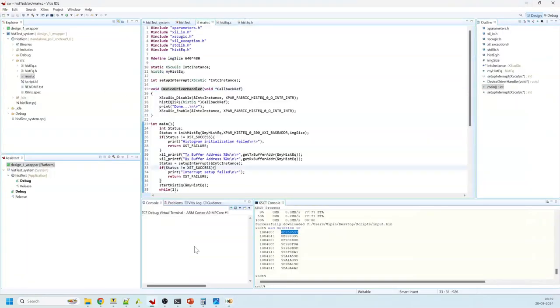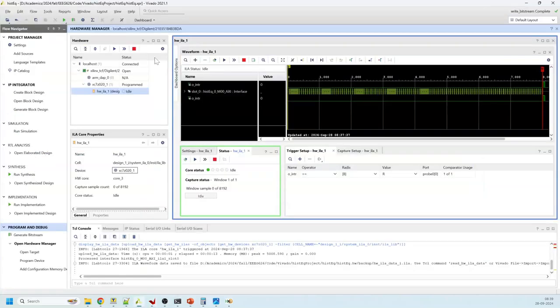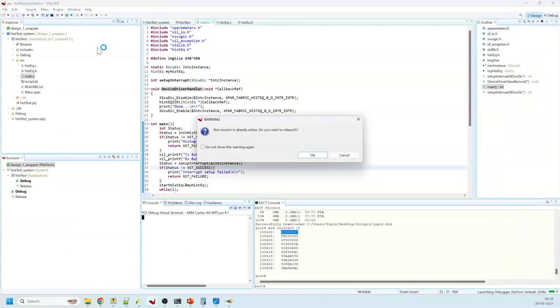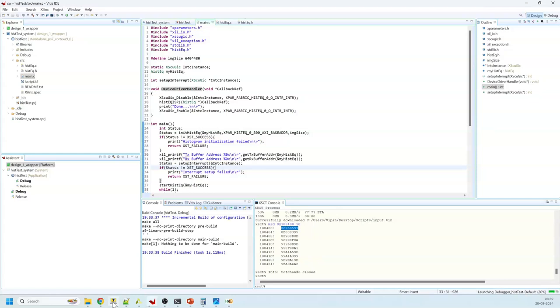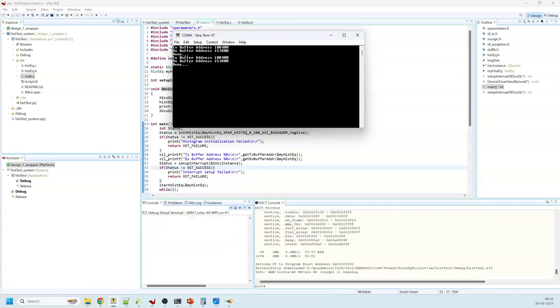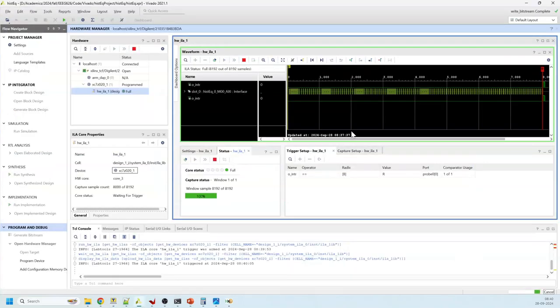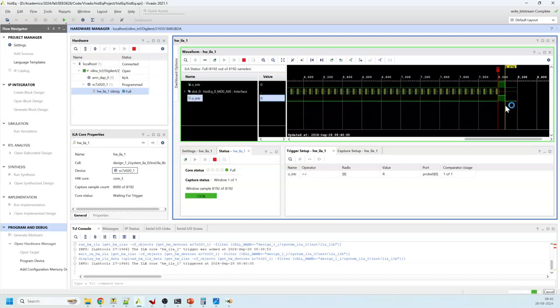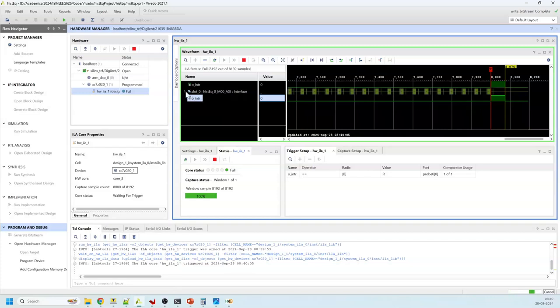Okay, since it is there, now I will rerun my code again. Rerunning. Yeah, I got the input again. And in the ILA, I can see here the input signal going high. Here it is going low. That means my ISR made the input signal low.